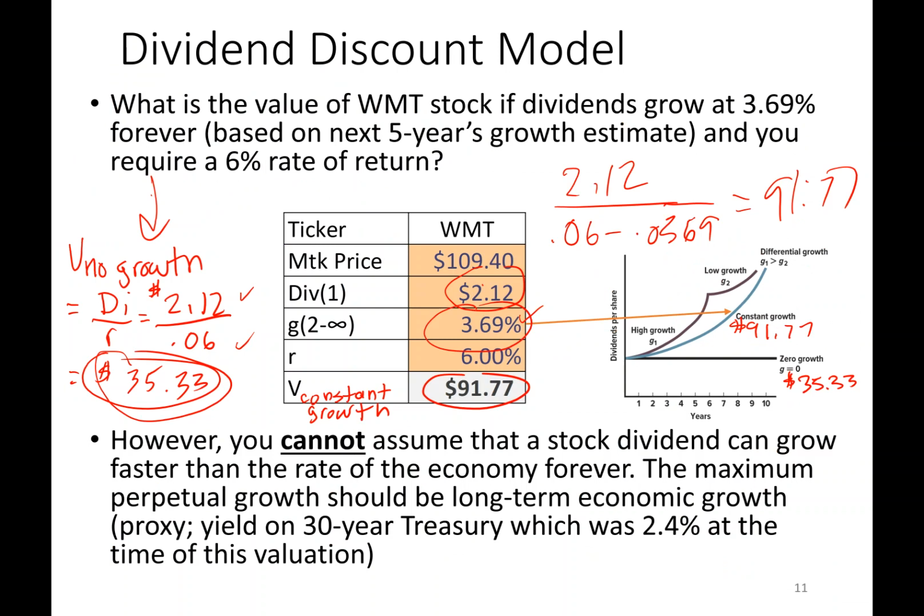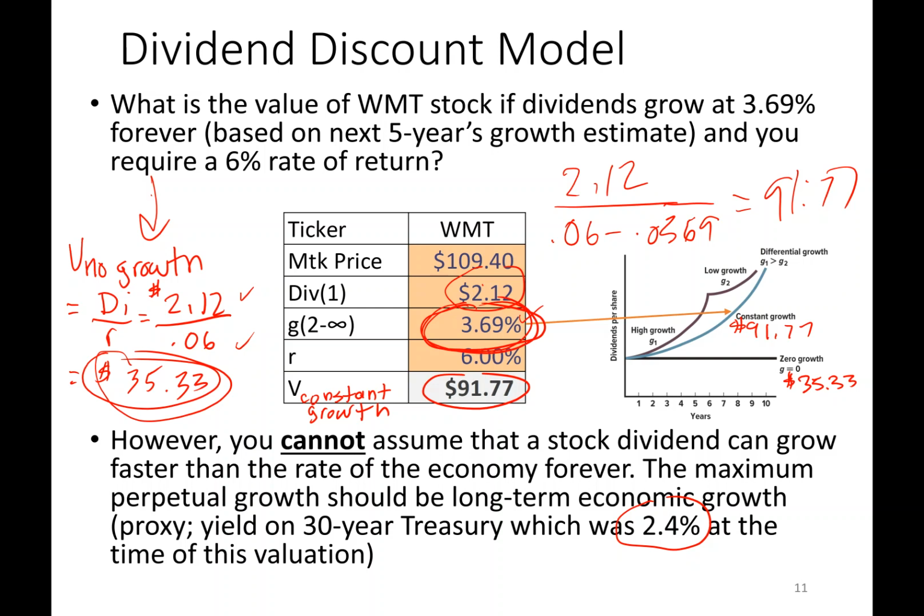Now, at the time of this analysis, the long-term treasuries are about 2.4%. That 2.4%, the yield on long-term treasuries, you can think of as maybe an estimate of the long-term nominal growth of the economy. So you can never have a situation where an individual cash flow for a company grows faster than the economy forever, because that assumes at some point that stock is larger than the economy.